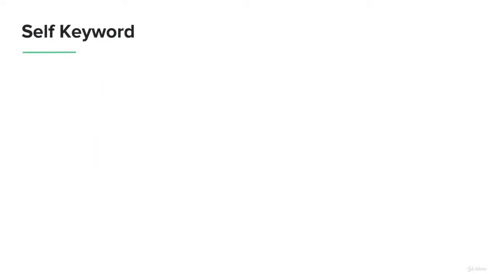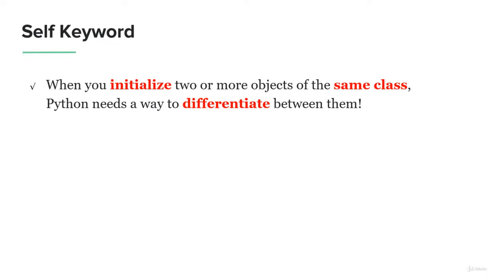Now, if we want to create our first object, we need to understand a very important keyword called self. When you initialize 2 or more objects of the same class, Python needs a way to differentiate between them, right? Because we can have a first object of the dog class and then a second object of the dog class. How can we differentiate between these 2 objects? They are actually coming from the same class. So the self keyword was invented for this. The self is the way to do so.